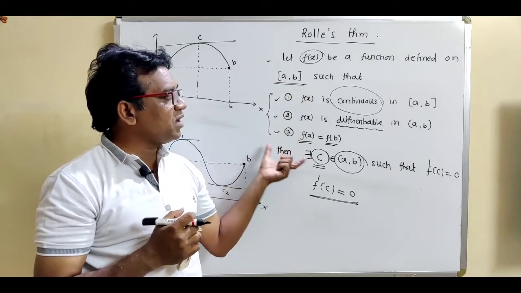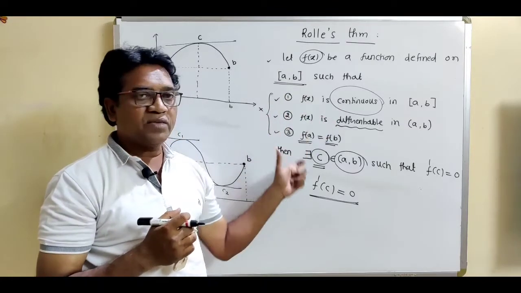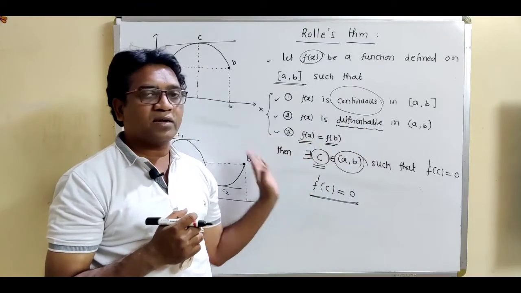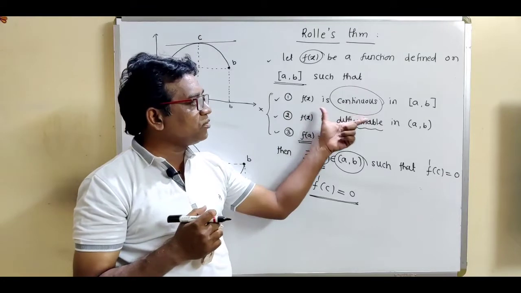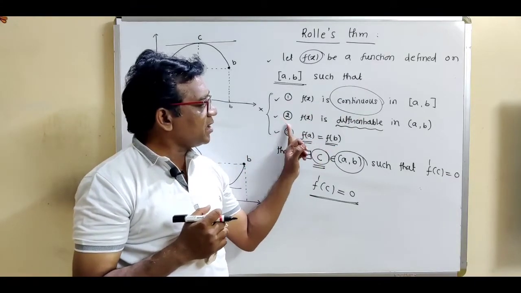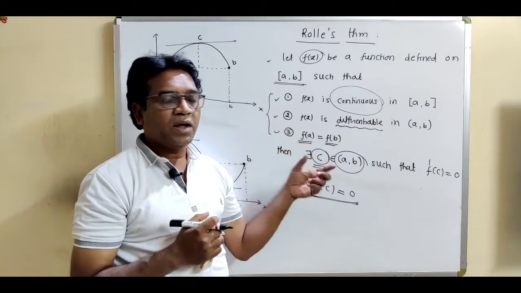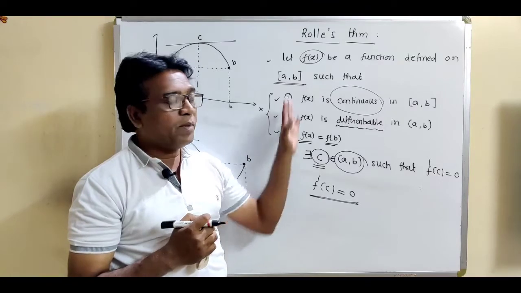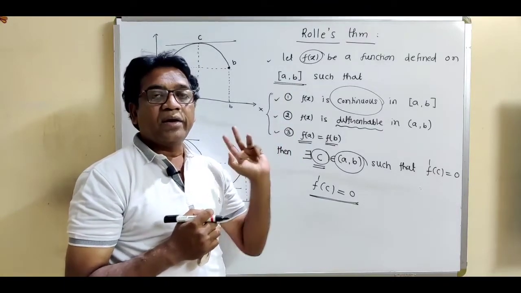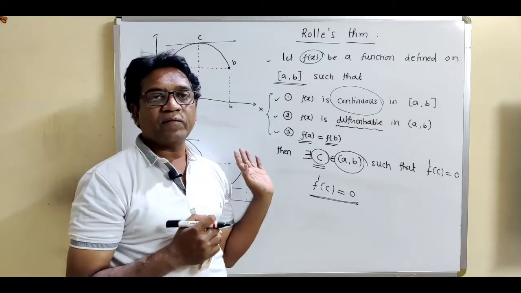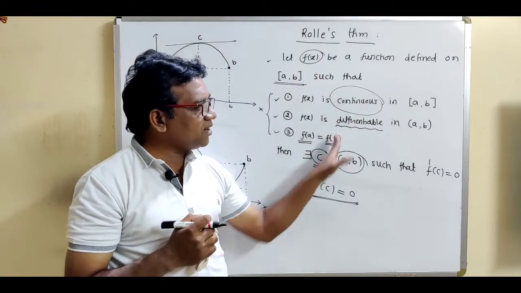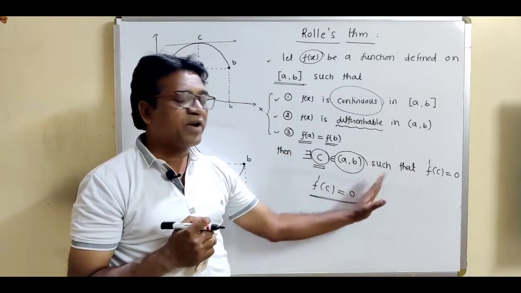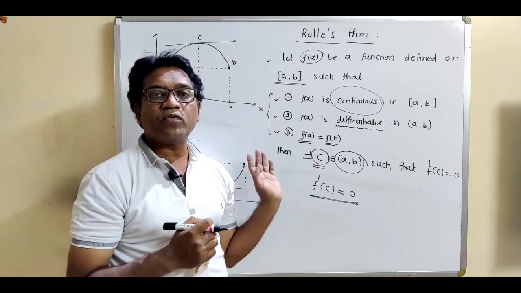The three conditions of Rolle's theorem are: the function should be continuous, the function should be differentiable in the open interval, and the functional values are equal. So the first condition is about continuity, the second condition is about differentiability, and the third condition is about the equality of the function values. So remember these three conditions: continuity, differentiability, and equality. If f(x) satisfies these three conditions, then we can find this point C by solving the condition f dash c equal to 0. That is the statement of Rolle's theorem.